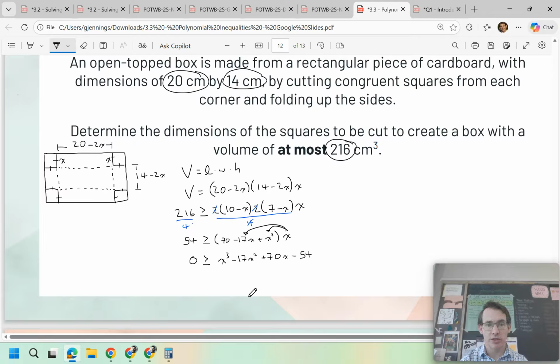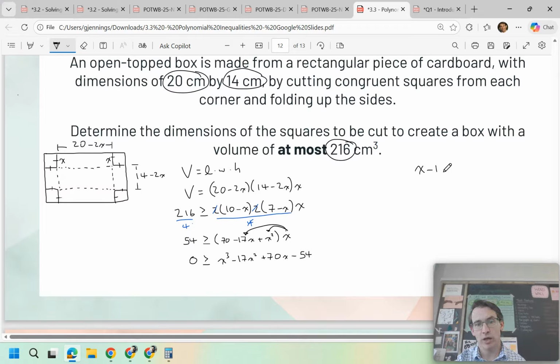And 54 is a factor-rich number. There's a lot of potential factors here, but maybe we should just go ahead and test the easy ones first. Which one works? 1. Good, 1 works. Okay, add the coefficients together. 1 minus 17, so we're at minus 16, plus 70, so we're at positive 54, minus 54, so we're at 0. Hooray! x equals 1 works. Life's not always going to be that easy, but in math class it's often that easy.